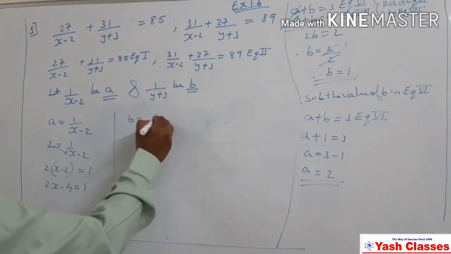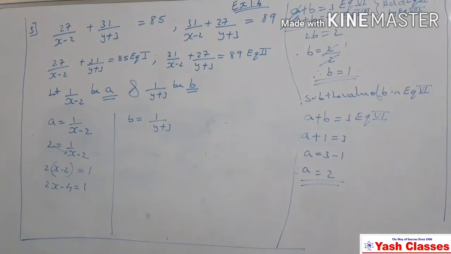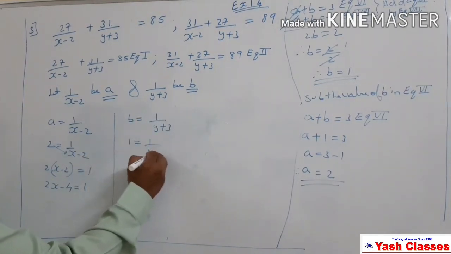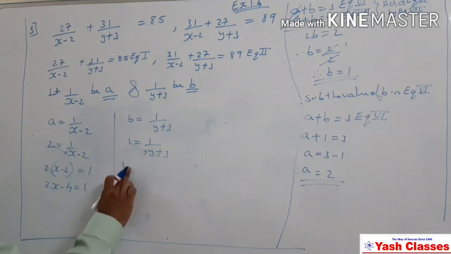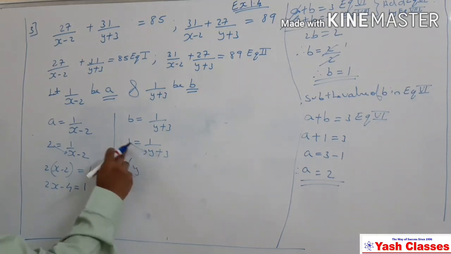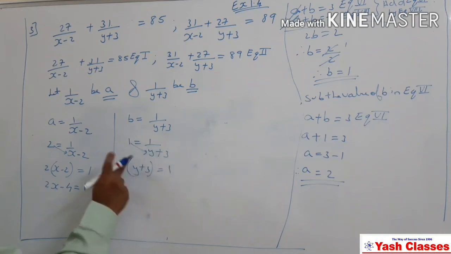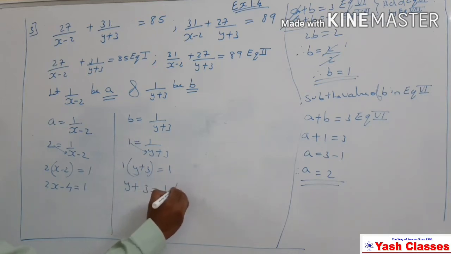B is equal to 1 upon y plus 3. B we got is 1. Y plus 3, cross multiplication: 1 multiplied by y plus 3 is equal to 1. 1 into y plus 3 is y plus 3, is equal to 1.